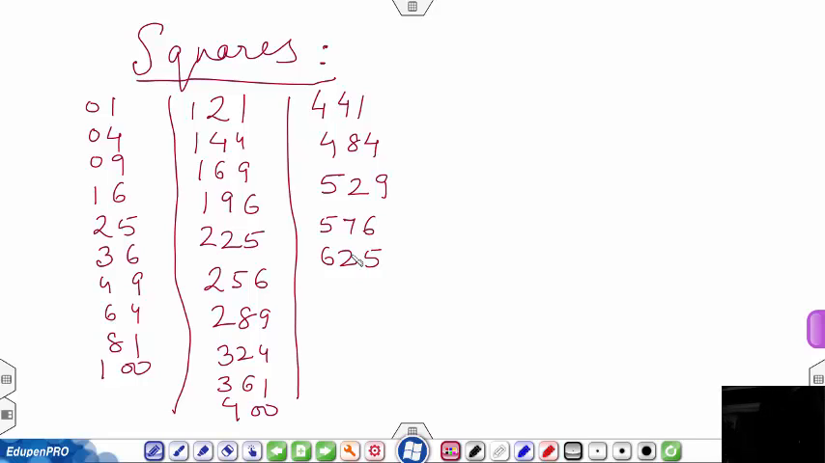Now why I wrote all these squares is not that you copy it down and you mug it up. No, not at all. The reason is you should be able to understand the pattern in these squares. Now look at the last two digits of all these squares from 1 to 25. You will find very interesting points which I'll just make a note here.